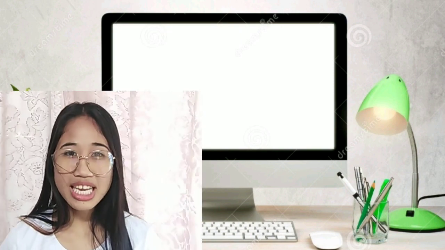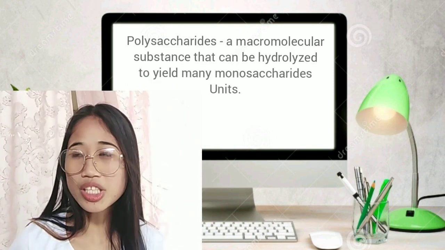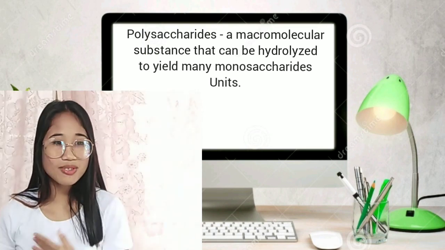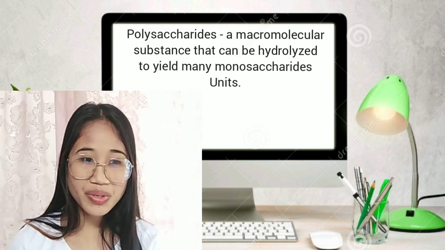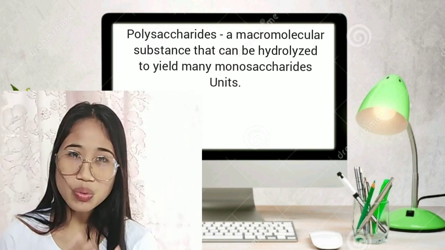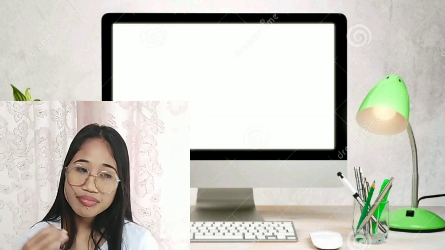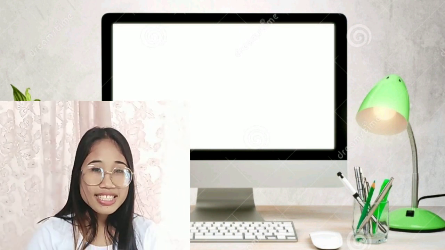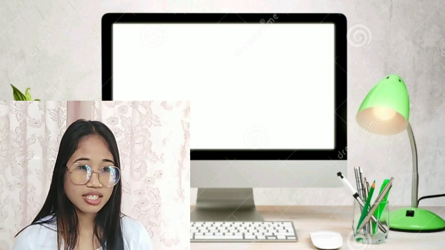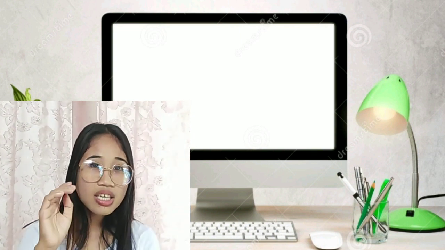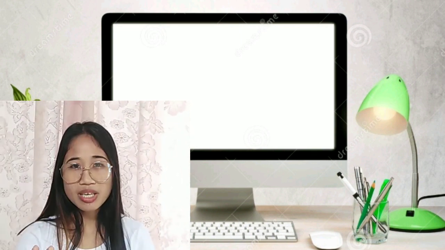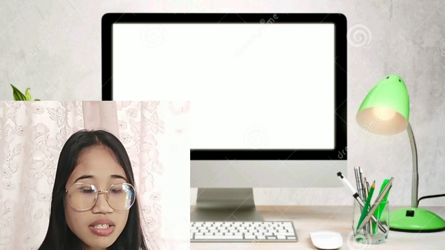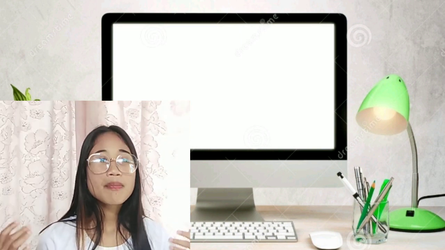So the last major type of carbohydrates is the polysaccharides. Polysaccharides are macromolecular substances that can be hydrolyzed to yield many monosaccharide units. Meaning, it is a macromolecular substance. It is the largest among all the four major types of carbohydrates. These polysaccharides can be hydrolyzed to yield many monosaccharides.